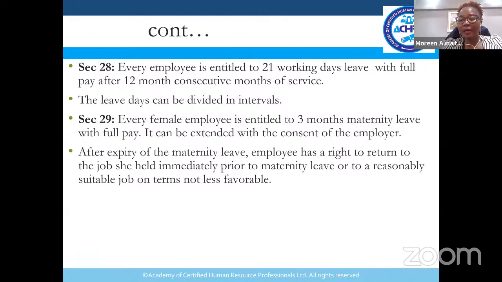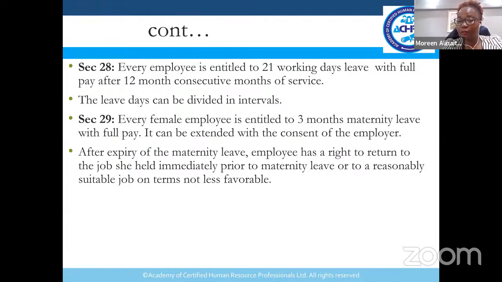And if they give birth, they are entitled to 3 months maternity leave with full pay. You cannot deny them leave in case they give birth, okay? Even if it's a stillbirth, many times people ask, what if somebody had a stillbirth? Do they still qualify for leave?